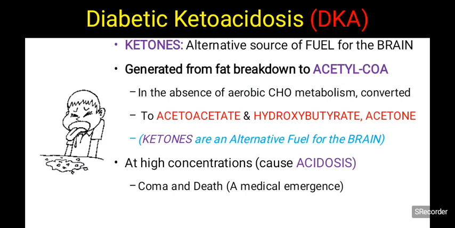Furthermore, with diabetic ketoacidosis, ketones will be used as the alternative fuel for the brain, because there is no glucose entering into our cells. So we shall resort to breakdown of fats, which will produce ketones, which will be our alternative source of fuel. And secondly, they can be generated from fat breakdown. We have seen that, to form acetyl-CoA. And in the absence of aerobic metabolism of carbohydrates, we shall have the acetyl-CoA being converted into acetoacetate, hydroxybutyrate, acetone.